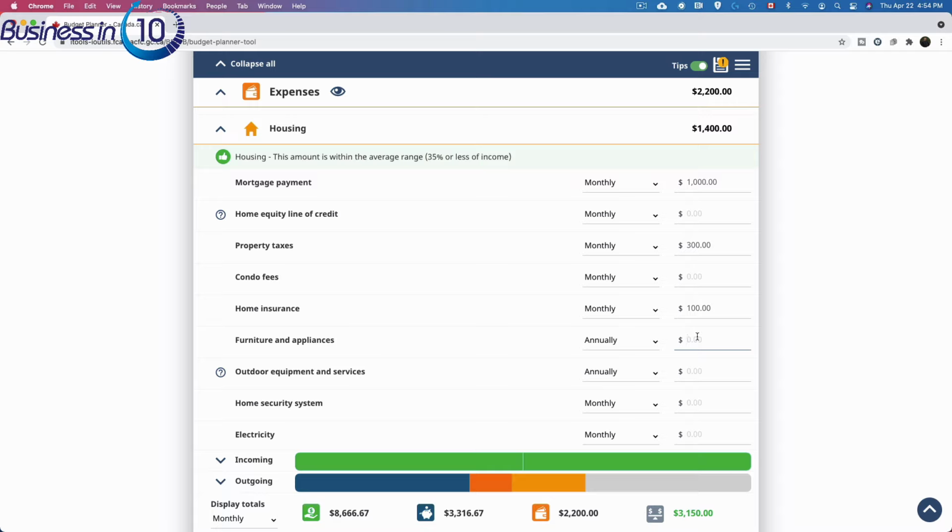Furniture and appliance. I'm gonna put $1,000 annually in case I want to buy a new fridge, or whatever you need to do. You should have some money aside so that these things don't become a surprise.